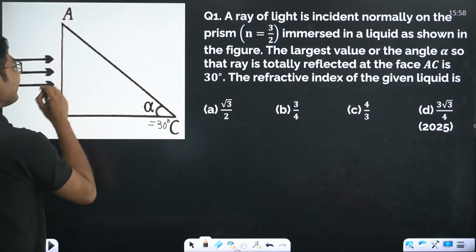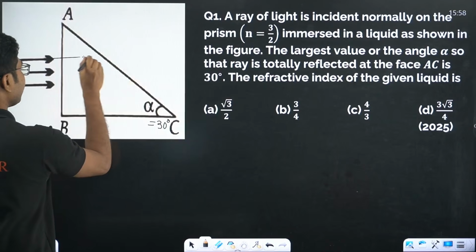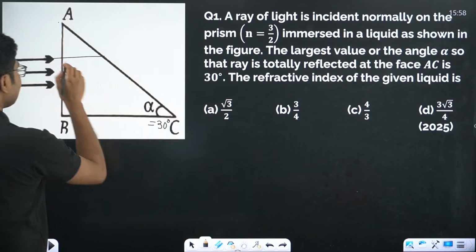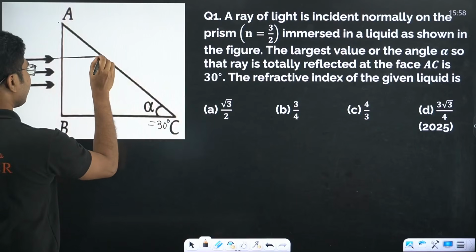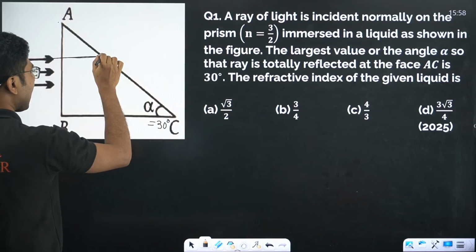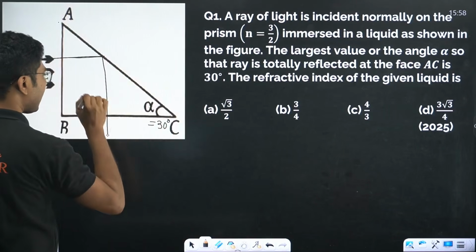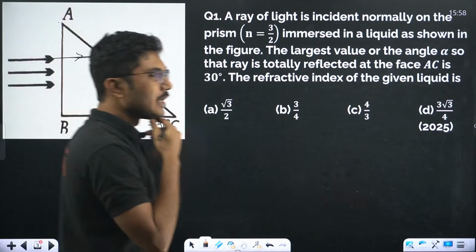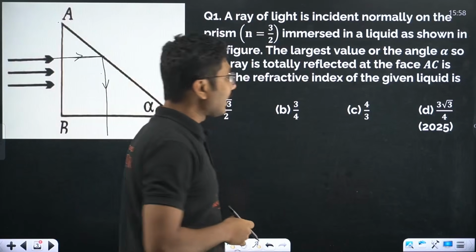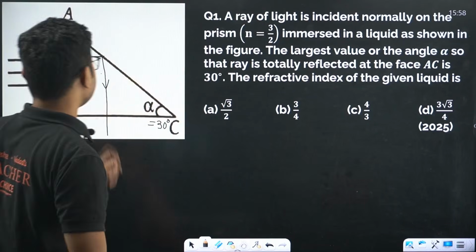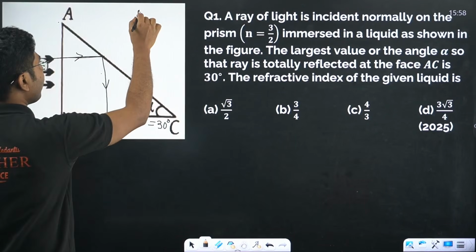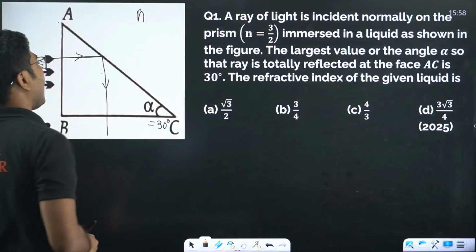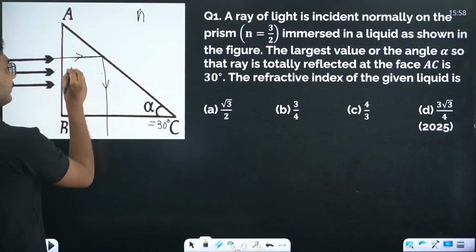Ray is totally internally reflected means when the ray falls on this normal surface, there is no deviation happening over here. The ray is falling directly on this surface, and after falling on this surface the ray directly passes like this. So this is the path of the ray inside the prism. They ask you the refractive index of the liquid, so this is a liquid of refractive index n, and the refractive index of the prism is given here as 3/2.